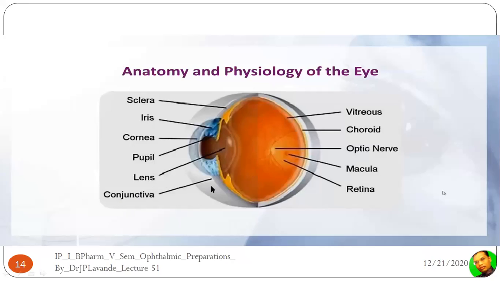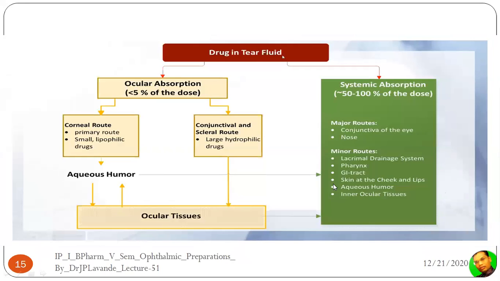There is a conjunctiva, there is a vitreous, there is a choroid, there is an optic nerve, there is a macula, and there is a retina. So all these are the different parts shown in the eye, and these are normally present in the human being.